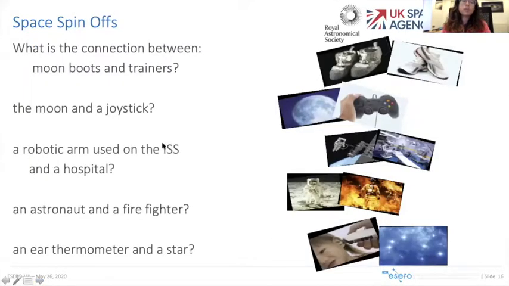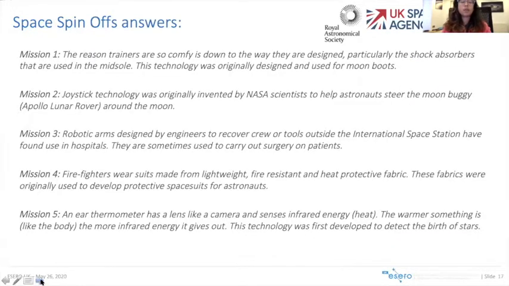So for example, you could start off by saying to your students, what is the connection between moon boots and trainers, the moon and a joystick, a robotic arm in space and a hospital, an astronaut and a firefighter, and an ear thermometer and a star. And what hopefully they'd realise is that the connection between those technologies is that most of those technologies were created for the space industry and then have been adapted for use on Earth.